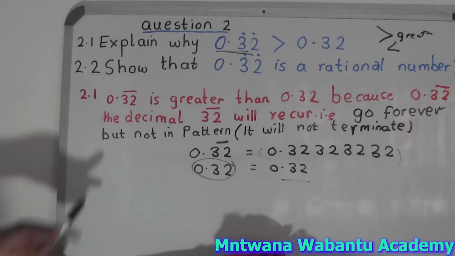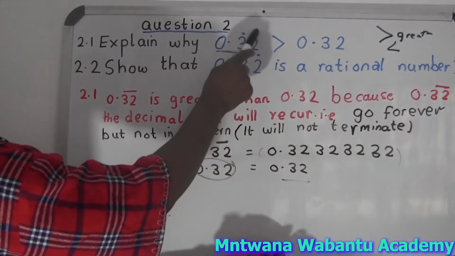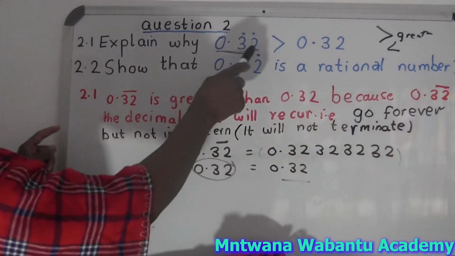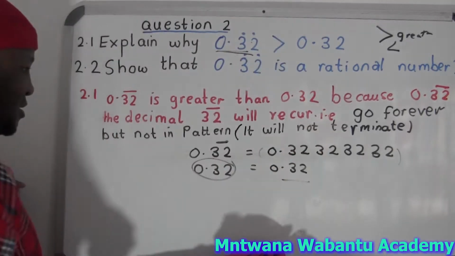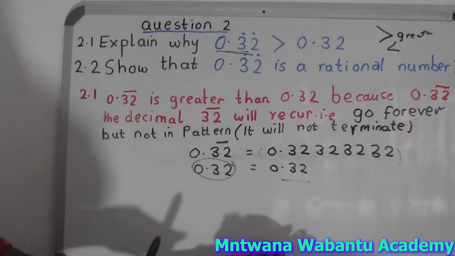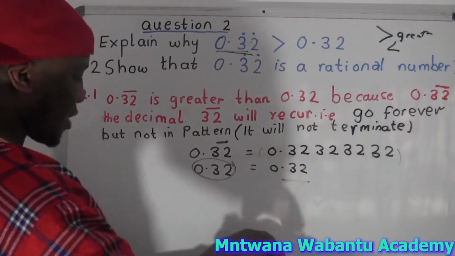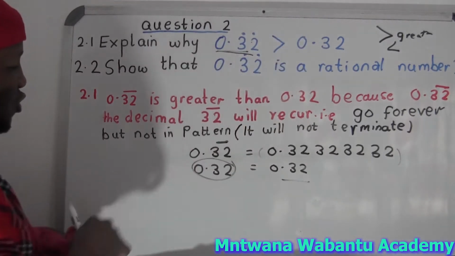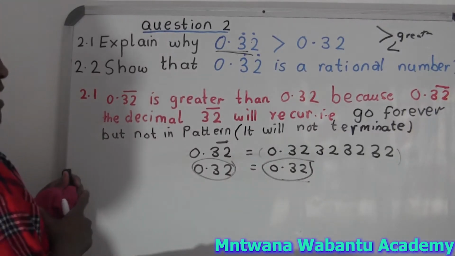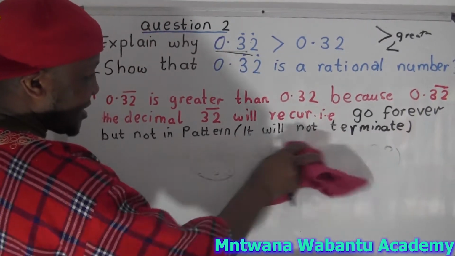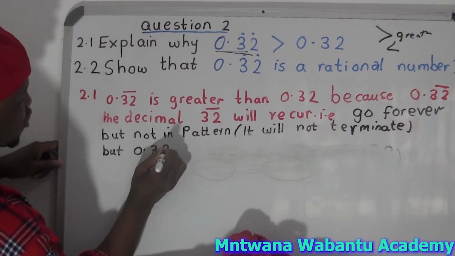So in that case, we say 0.32 repeating is greater than this, because with this one here, you see this decimal? The decimal of 32 will recur, meaning it's going to occur over and over. It's going to go forever. You know what I'm saying? And it will not terminate, while the other 0.32 is going to terminate. It can't go further, it just terminates right here.